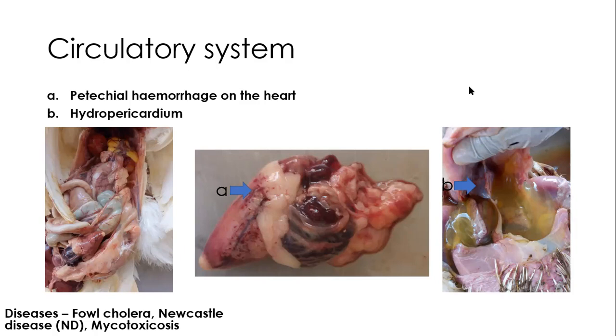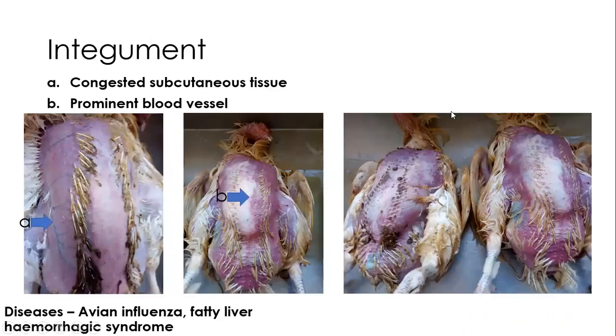So we have the integument, the skin. You can see this is reddish. This animal died, but if you look at their breast muscles, the subcutaneous tissue, it looks as if there is serious congestion of the subcutaneous tissue, and that is kind of similar in all of them. If you look at it, you can also see prominent blood vessels.